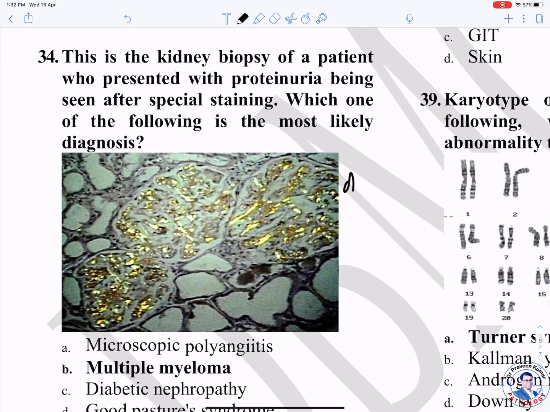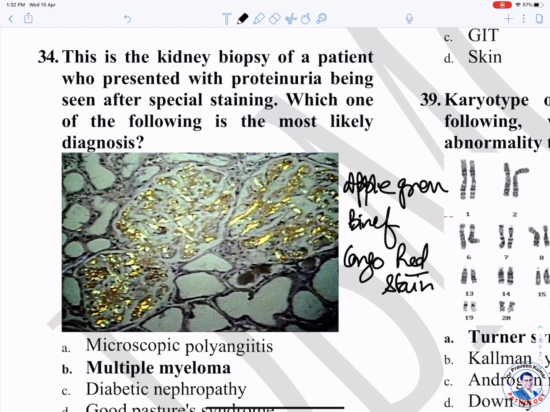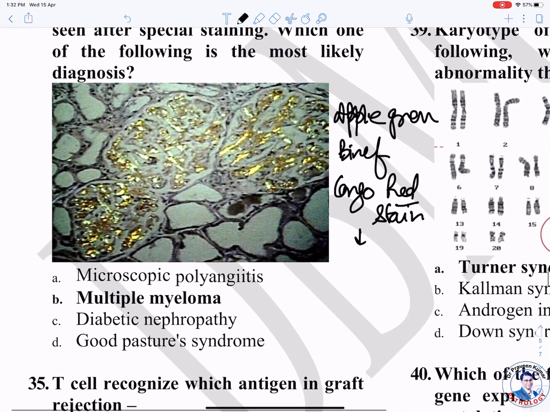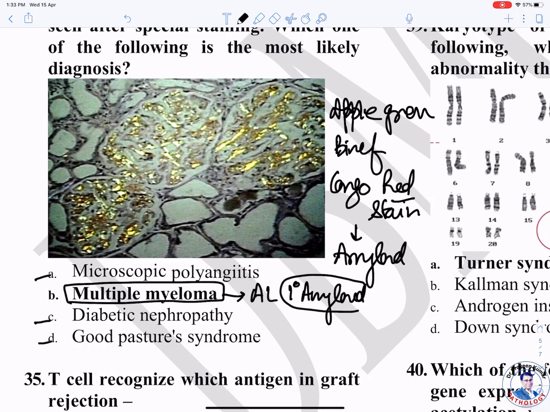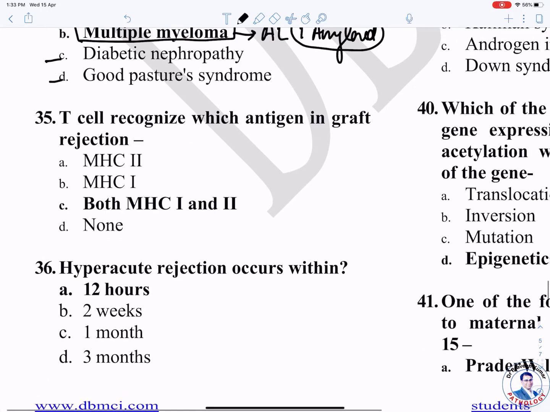It basically is an apple green birefringence. Okay, it's an apple green birefringence with a Congo red staining. And I hope you all remember this is seen in amyloid. And if you look at the options A, C and D, they definitely don't show amyloid. What shows amyloid is multiple myeloma, and this shows AL, which is a primary amyloid. Okay, this again we'll discuss in hematology, but this answer would have been simple by exclusion. It is multiple myeloma. Okay, this was a straightaway question.